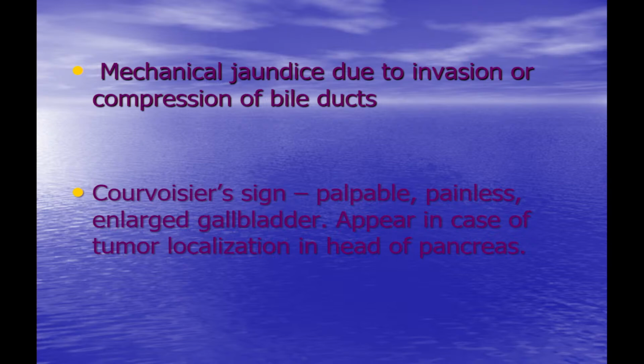Clinical features. Mechanical jaundice due to invasion or compression of the bile duct. The most common is in the head of the pancreas. Courvoisier's sign, or Courvoisier symptom, is when we find a palpable, painless enlarged gallbladder in a patient with mechanical jaundice. It appears in case of tumor localization in the head of the pancreas.